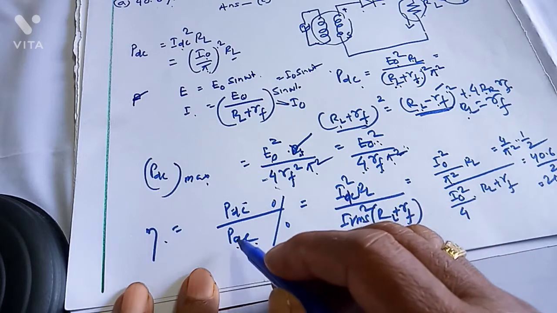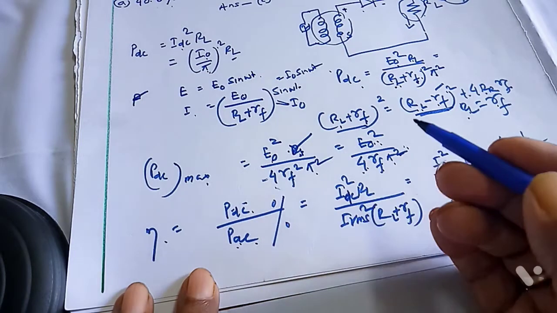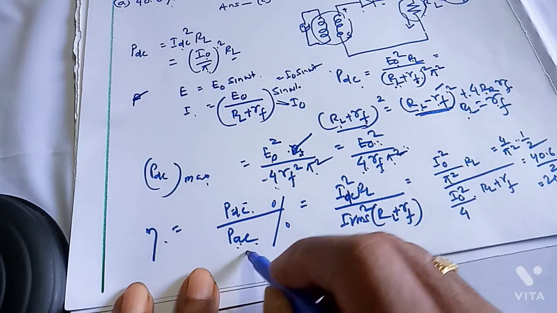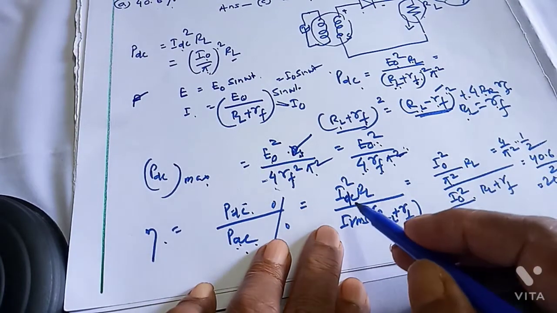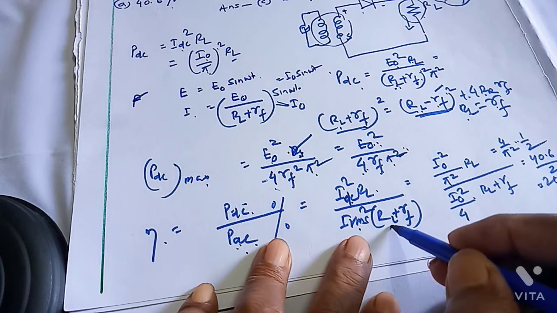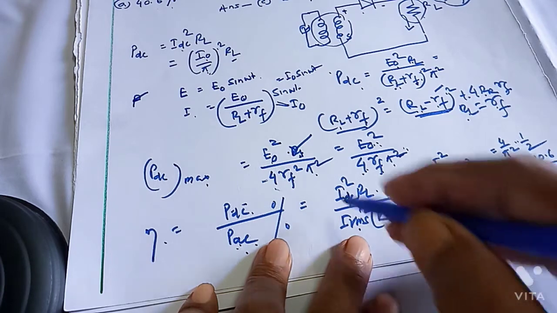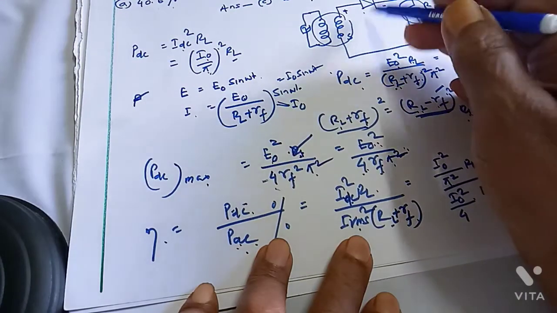So the rectification efficiency is the ratio between the DC power developed across RL and the AC power supplied to the system, that is for the half wave rectifier. Now it is equal to IDC square RL by the AC power, which is IRMS square into RL plus RF. While calculating the AC power, we have to take into consideration the total resistance in the circuit.